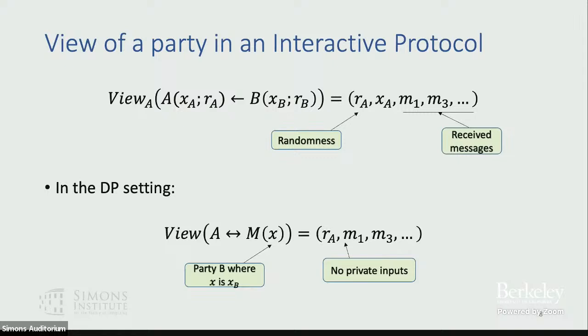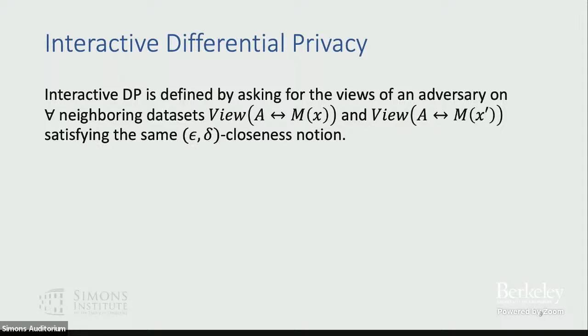With this definition, now we can define interactive differential privacy. Interactive differential privacy is defined by asking for the views of an adversary on two neighboring databases to satisfy the same epsilon-delta closeness notion as we just said before.